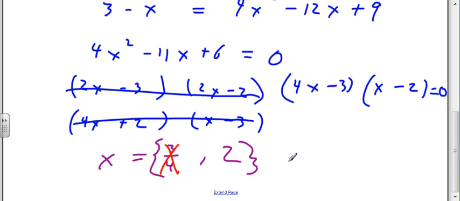Because I squared both sides of the equation, I added a solution that wasn't really there, and now I have to remove it. That's why I have to check my work.